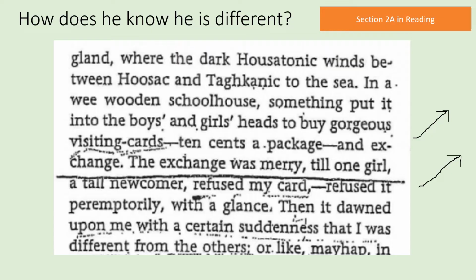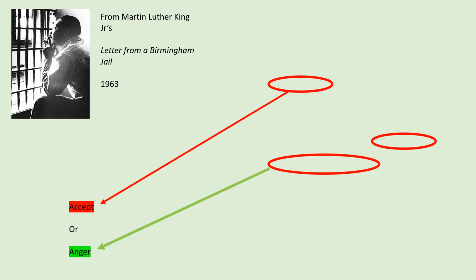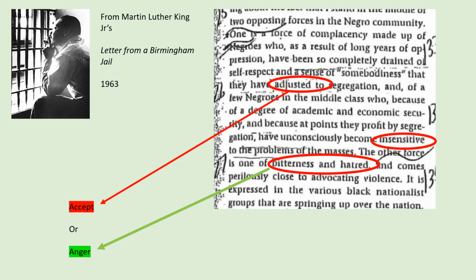But then what does it mean to be a Black American? In this particular source, he knows that he's different when he gives this card to a little girl and she refuses it. At that point, he knows that he is different. King, Letter from a Birmingham Jail.